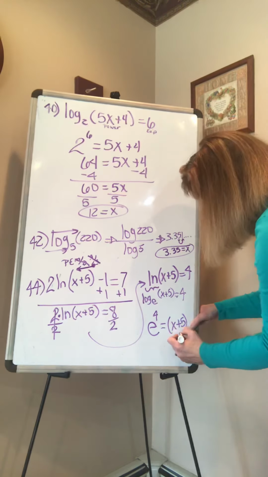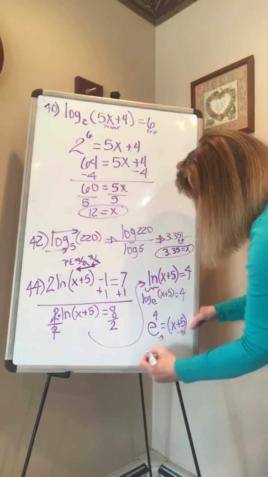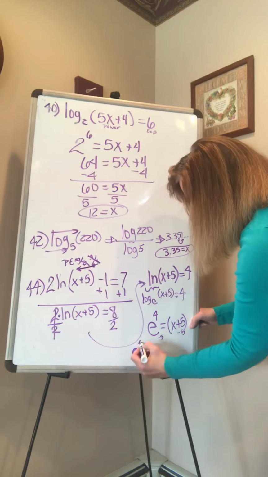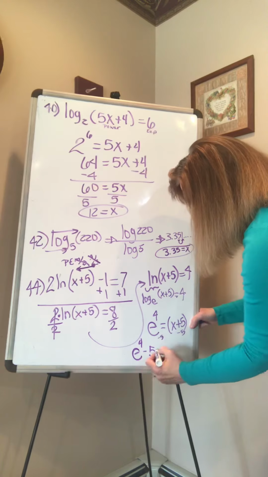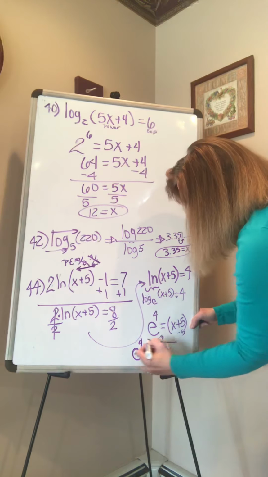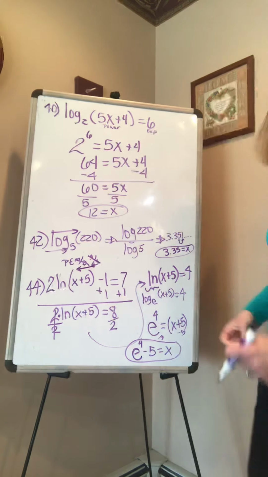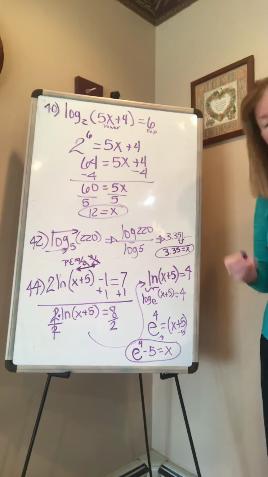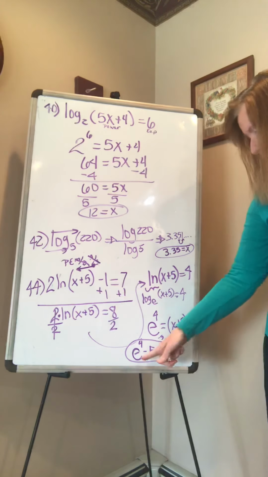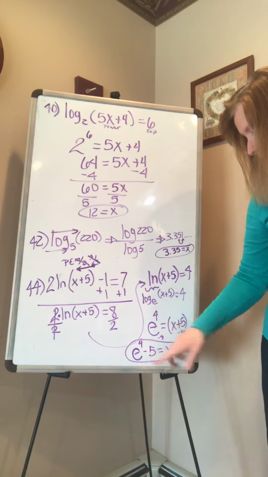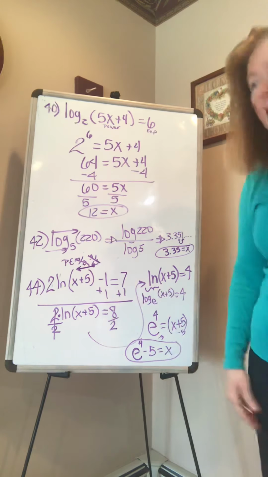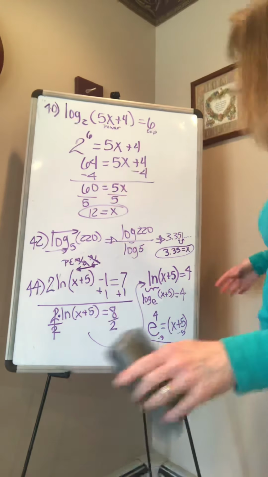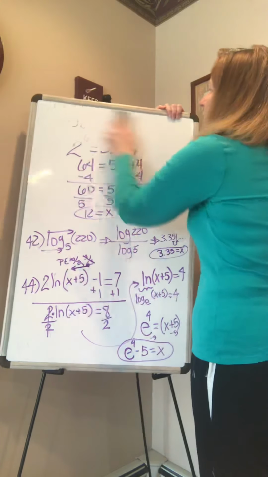So if I subtract 5 from both sides, I get e to the 4th minus 5 is equal to x. And I didn't have to type this in. If they wanted me to find the numerical value of x, then of course I would have just put e to the 4th, come out of the exponent, minus 5, and given a number answer. So that one was pretty nice.